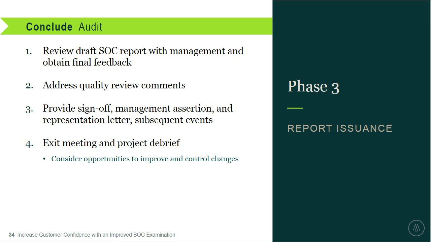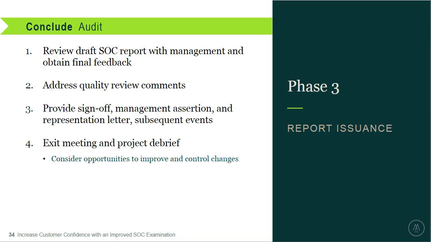There are sign-offs, and there are basically 3 different documents that management at the service organization provides back to the service auditor. The first being that management assertion letter that I mentioned earlier. That's part of the report. There's a representation letter, basically where management represents that all of the information that was provided to the service auditor was complete and accurate and reflective of their environment. And then the last, or the third thing, is something called subsequent events.